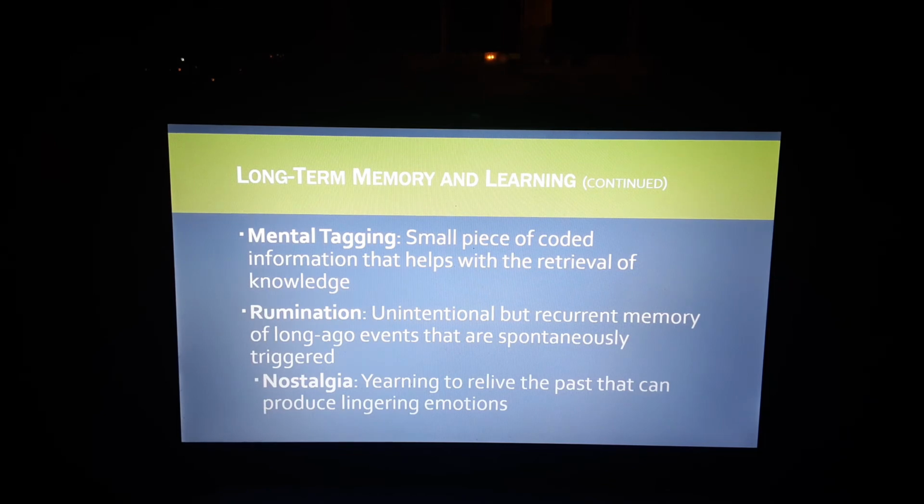Okay, so mental tagging, again, we associate a name with it. Rumination is the idea that we think about it and then unintentionally it pops up again. And then nostalgia is the idea that that could fall into, say, seeing a certain style of dress that reminds you of someone that you feel positively about, or a smell or something like that.